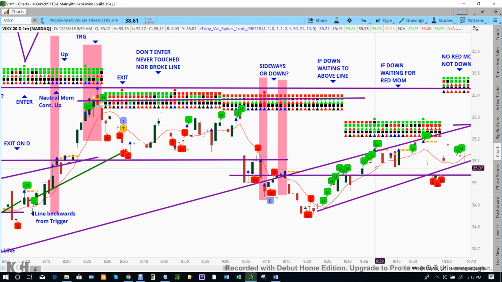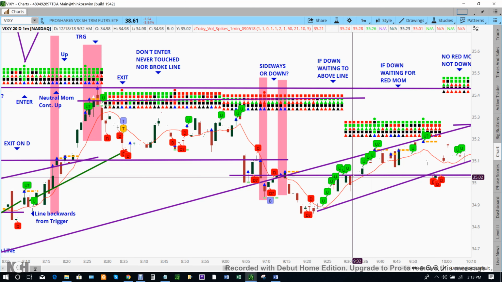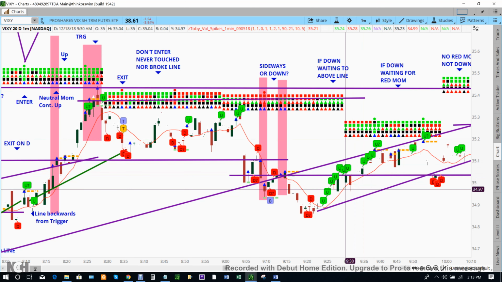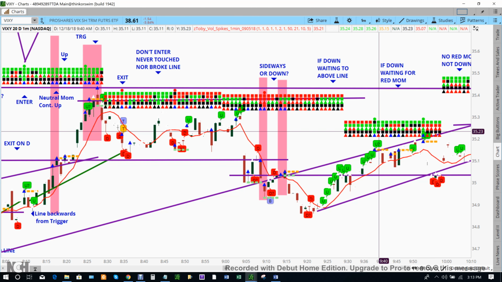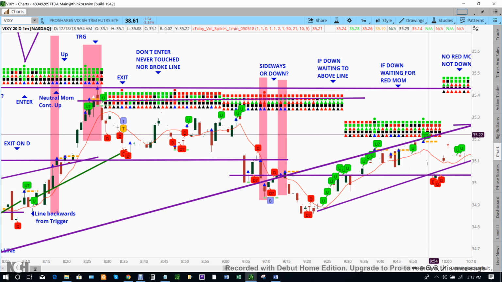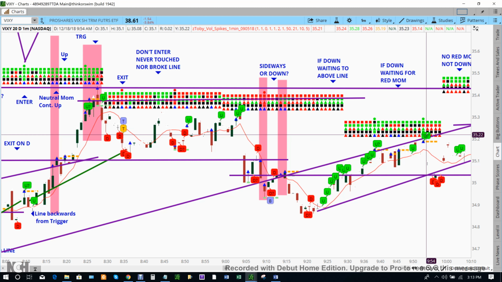So here it is, broken upon the line. And I say up here, if it is a downtrend, not just a sideways trend, we're waiting for the red momentum. So again, the price broke above the line, and we got a blue triangle, but it's a green momentum. Now we have another blue, but it's black, another blue, but it's black, and another blue, but it's green.